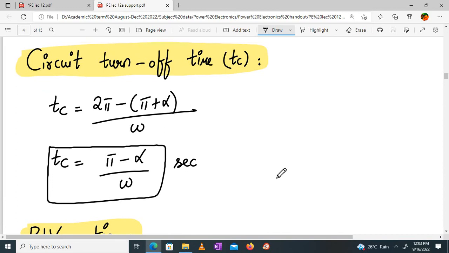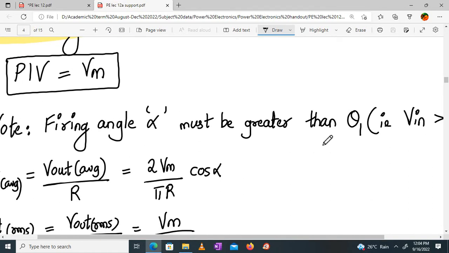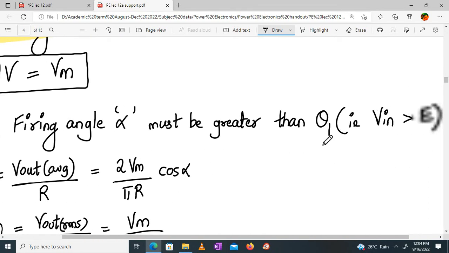Completed. Next, PIV rating. PIV rating for a full wave bridge rectifier is Vm. You remember, for a center tap full wave rectifier it is 2 Vm. But in case of bridge rectifier it is Vm. So note it down. It is written here that firing angle must be greater than theta 1. I have already discussed that point, right?